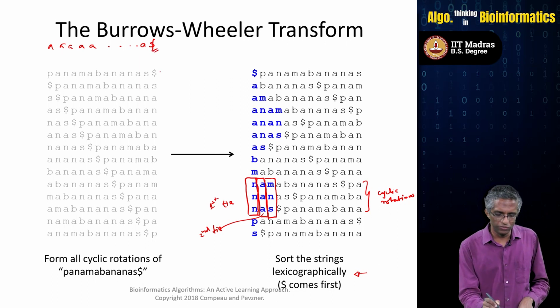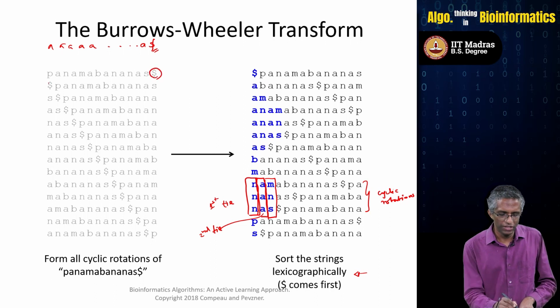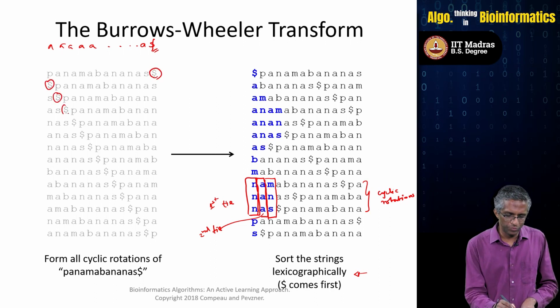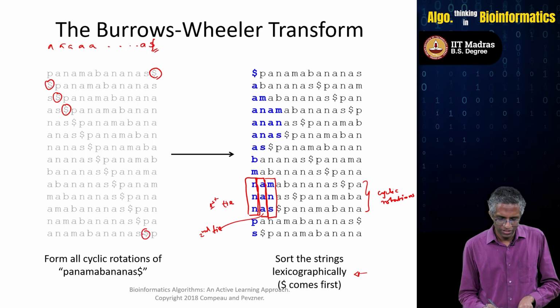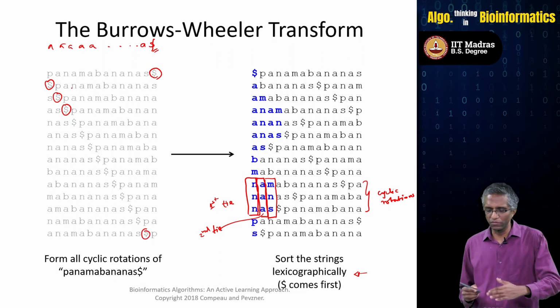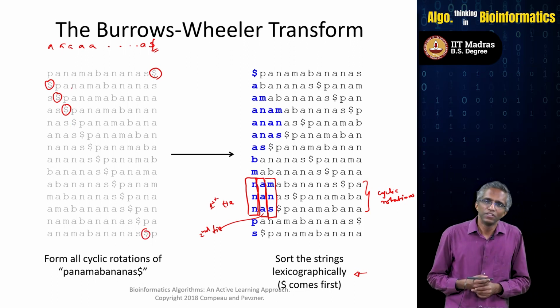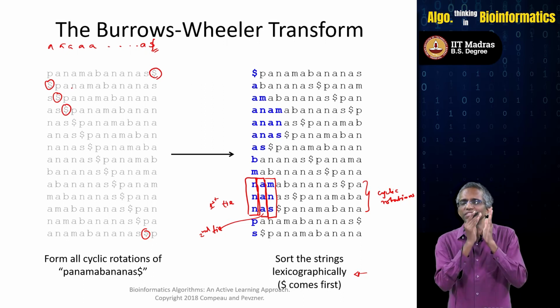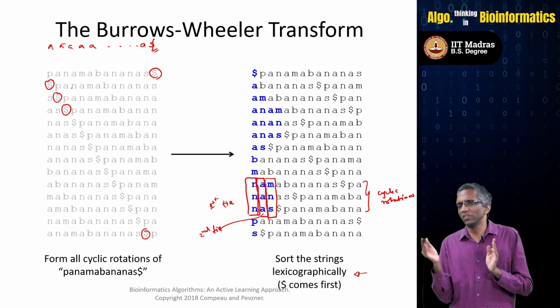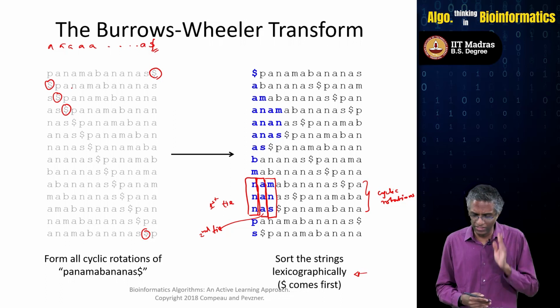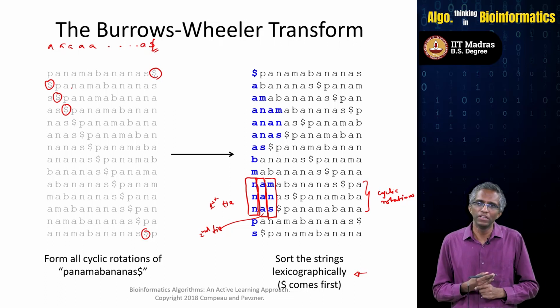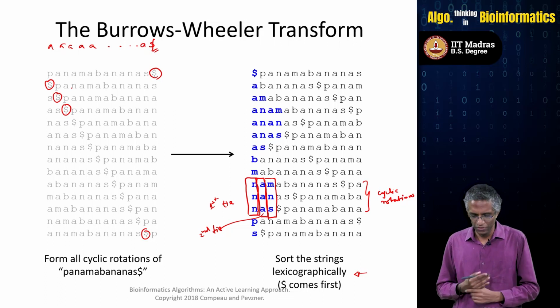The dollar sign will be in the last position initially, then it will be in the first position, second position, third position, and so on, right? So this will make sure that all of these cyclic rotations are distinct. So you don't have to worry about ties in all of the columns. At least in one column you will find a distinct position, and you will be able to properly sort this set of strings. Okay.